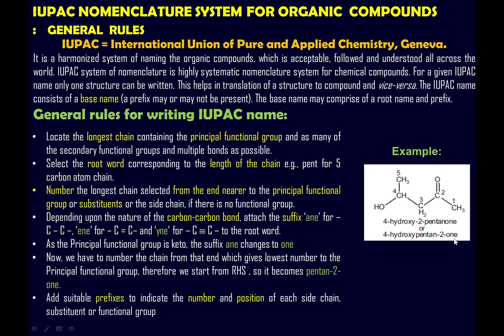And add a suitable prefix to indicate the number and position of the side chain. So we have a side chain, the other functional group OH, so 4-hydroxy-2-pentanone or 4-hydroxypentan-2-one is the final name.